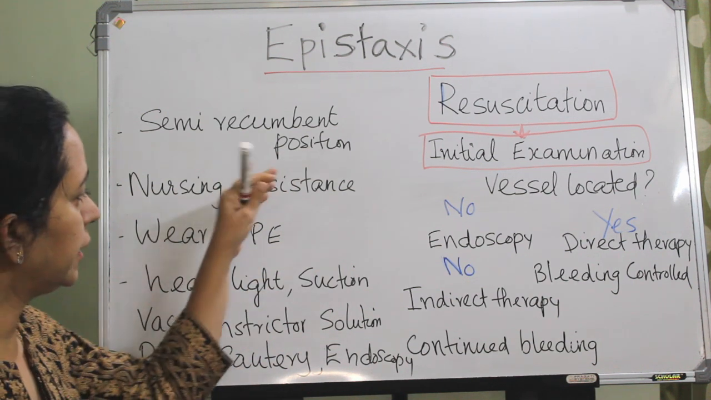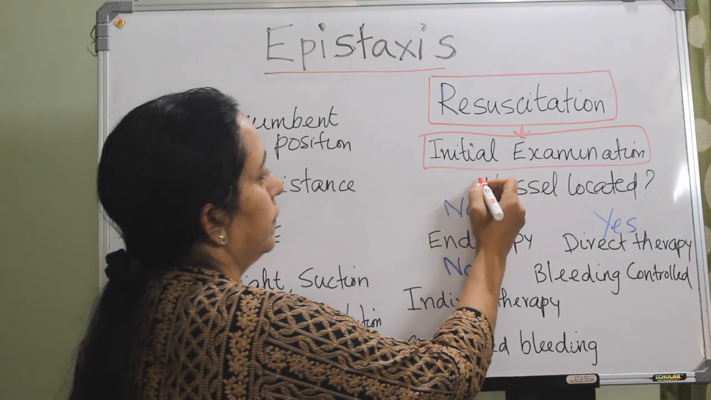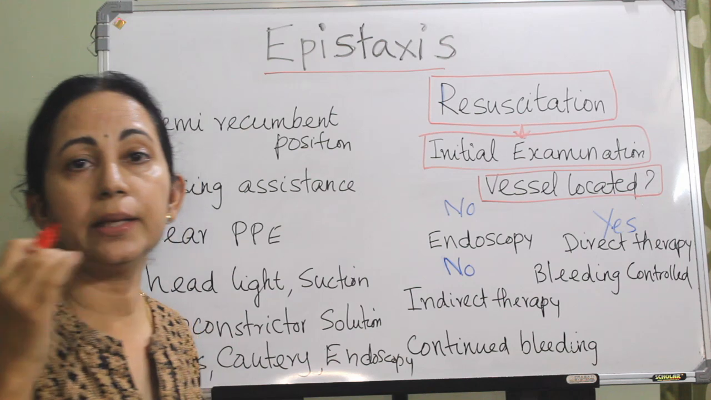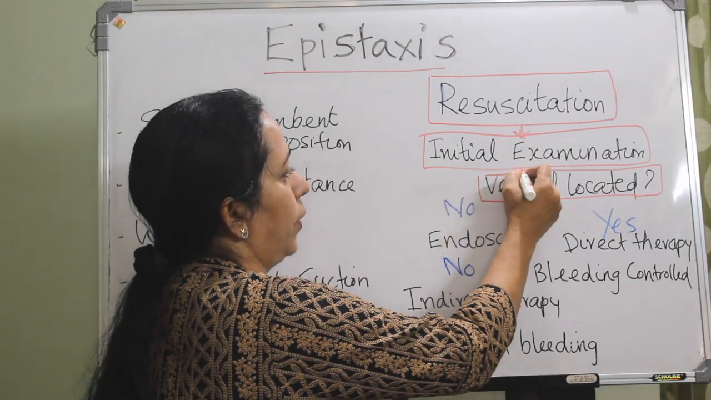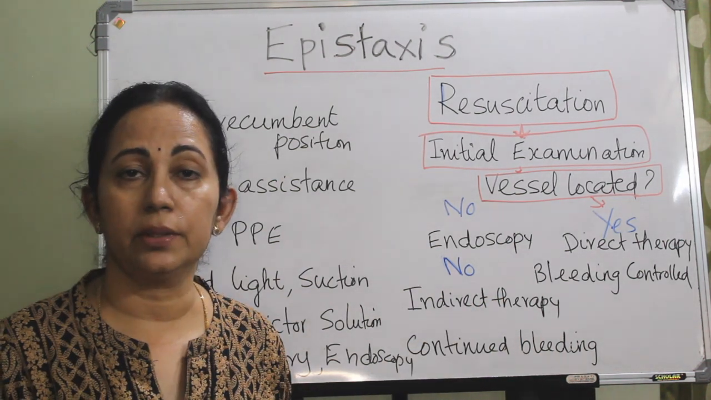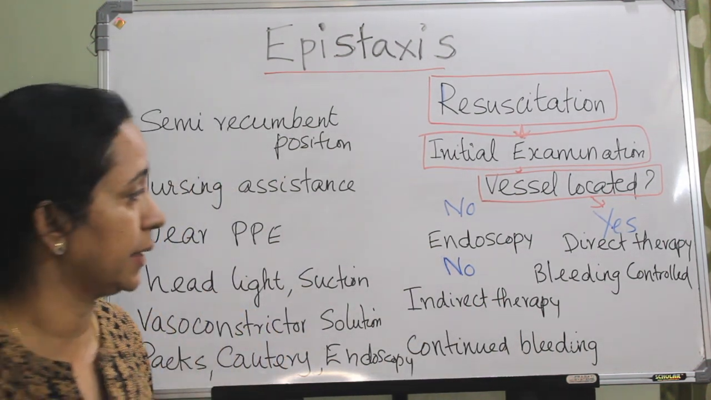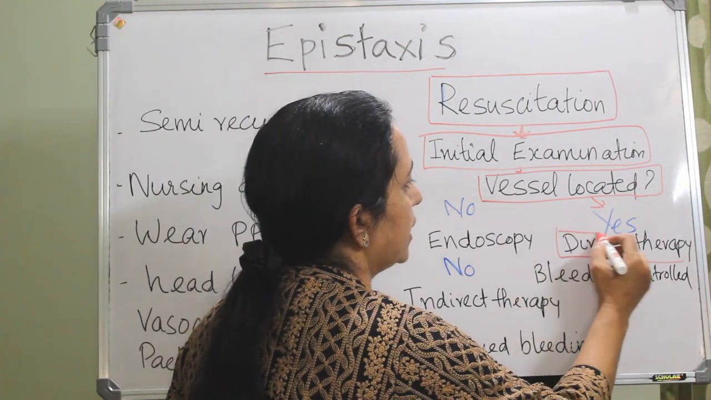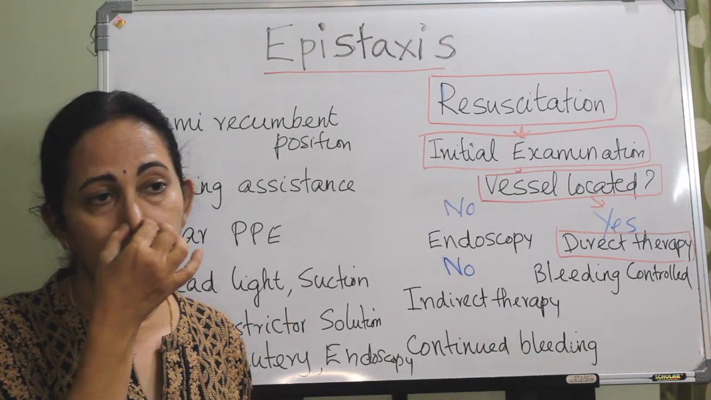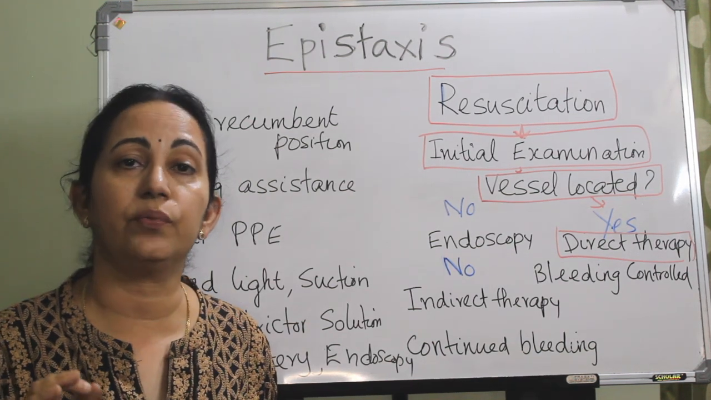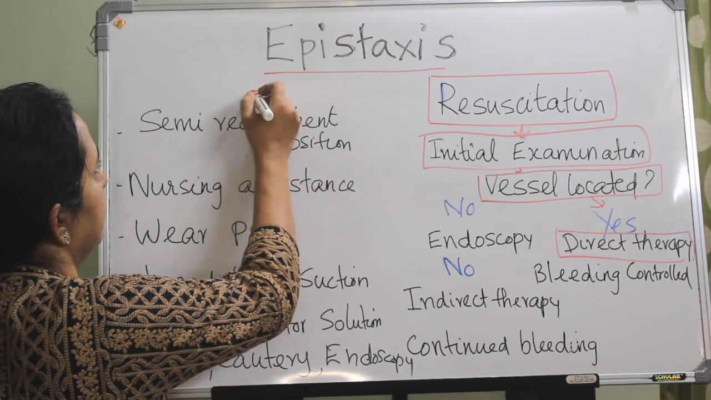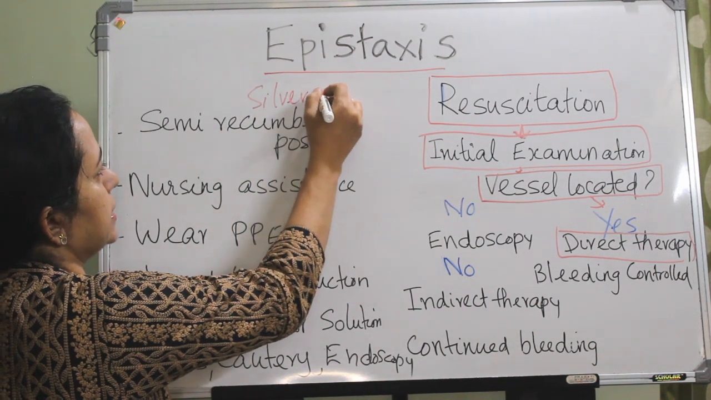Okay, so by doing the initial examination, the question is whether you have located the vessel or not. Can you locate the bleeding point or not? If the answer is yes, you can locate the bleeding point, then the therapy is called direct therapy. Okay, direct therapy. And what is this direct therapy? I already told you. If it is a minor bleeding point in the Little's area, it will be stopped by just pinching the nose for around 5 to 6 minutes. Or you can cauterize it with a silver nitrate cautery. Silver nitrate cautery, chemical cauterization.